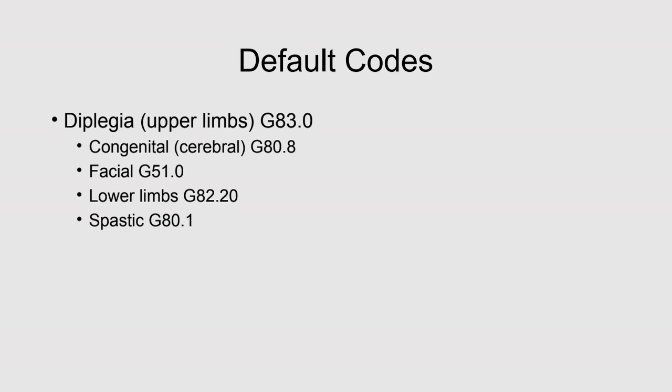As an aside, the default code will not always end in digit 8 or 9. For example, in this one, the default code for diplegia is G83.0. So usually it ends in 8 or 9, but not always.